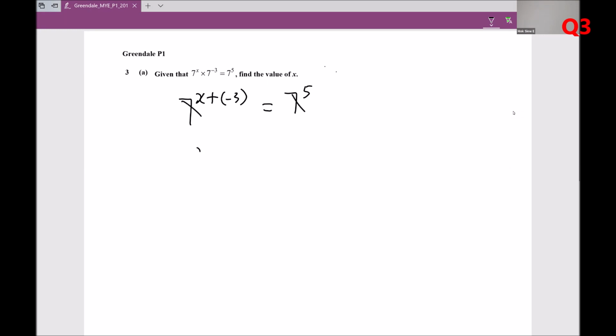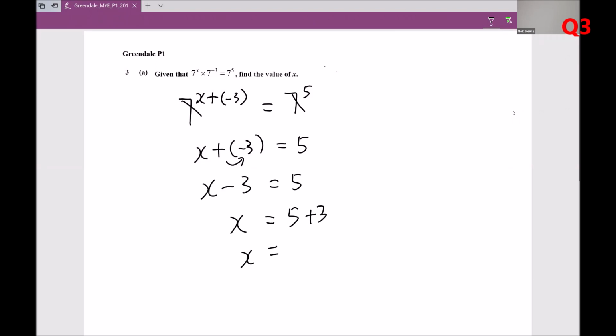That leaves you with x plus minus 3 equals to 5. The plus times the minus, you will get minus 3 equals to 5. Bring the negative 3 over to the right hand side and you'll get positive 3. So x is equal to 8.